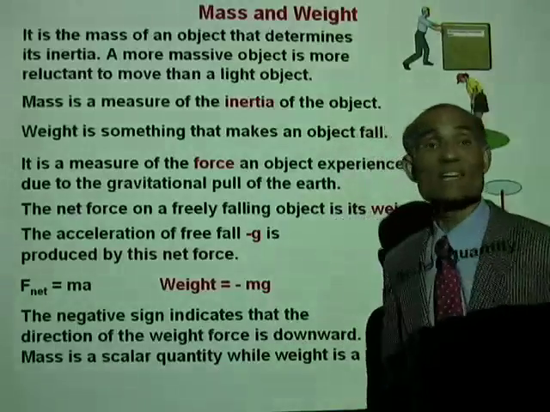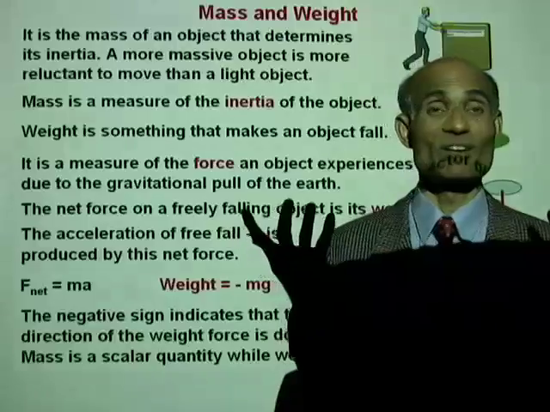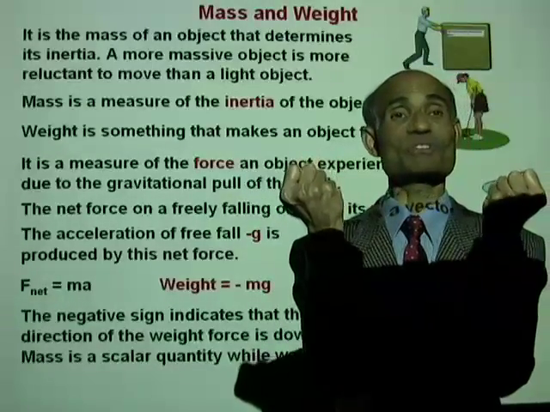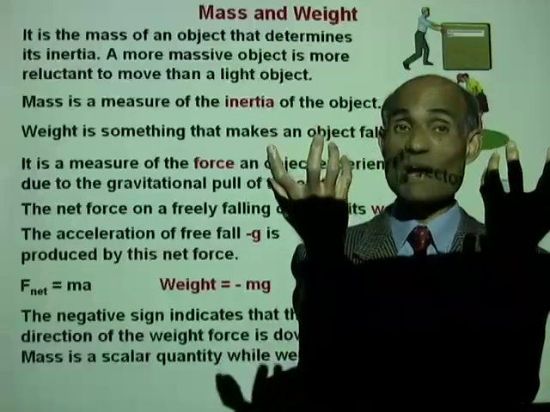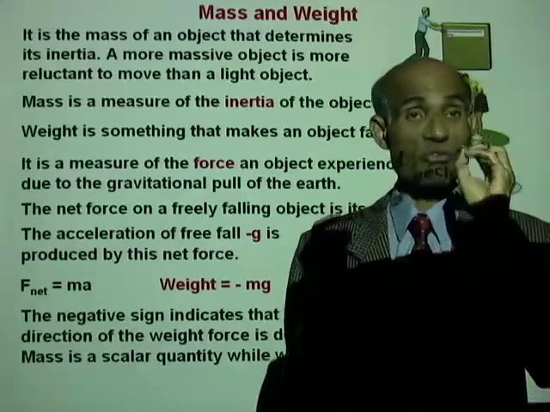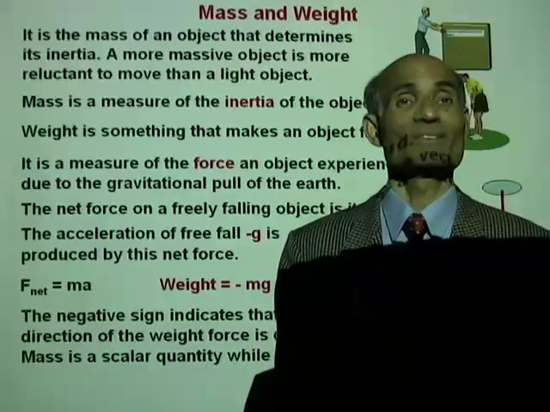Mass is a scalar quantity. Mass of an object has no direction. It is simply a measure of the inertia of that object. We measure it in kilogram, whereas weight is a force and we measure it in Newton.